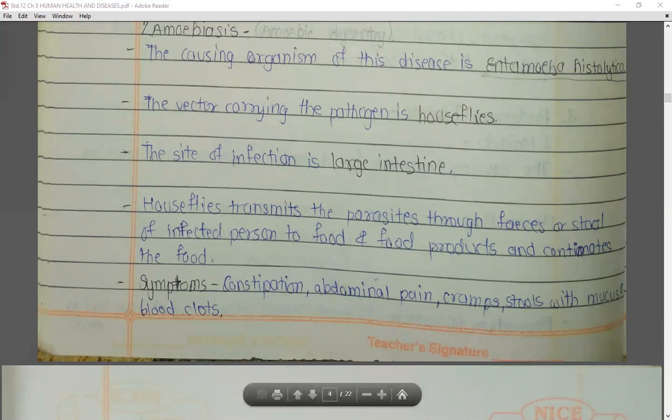The symptom of amoebiasis is constipation. You undergo constipation, that is, not proper removal of the feces occurs. Also, you are going to undergo several abdominal pains. You are going to have cramps, right? That means you are feeling very dizzy. You are having so much pain, and also stools with mucus. That means several blood clots and mucus are observed in the stool. So these are the symptoms which are observed for amoebiasis, right?